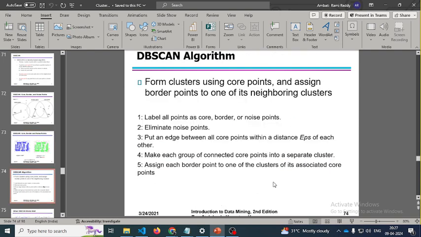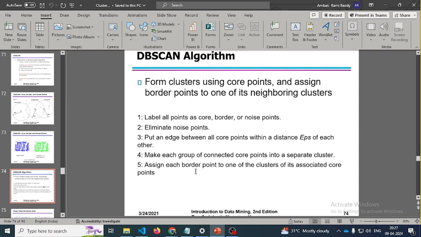So this is the basic algorithm of how DBSCAN works. Whenever you are using the DBSCAN algorithm, the first step is you need to label all the points, whether each point is a core point, border point, or noise point. Then the second step is if there are any noise points, you need to eliminate them. Then the third is you need to put an edge between all core points within the distance EPS of each other, like you have seen in the previous example.